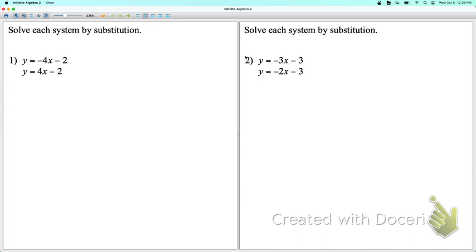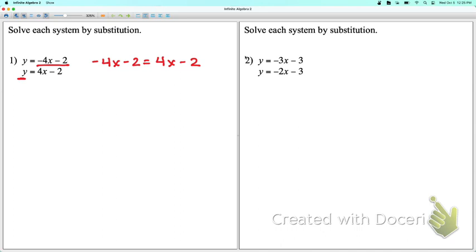So the first problem we have is y equals negative 4x minus 2 and y equals 4x minus 2. Well, the first thing you want to do is elimination, but I am going to tell you no. I'm going to tell you substitution. My equation says y equals this. Is there a y right here? Okay. So I can just make it negative 4x minus 2 equals 4x minus 2. Can't I? Yep. So then I solve it.